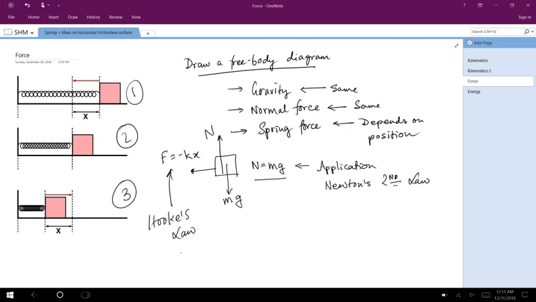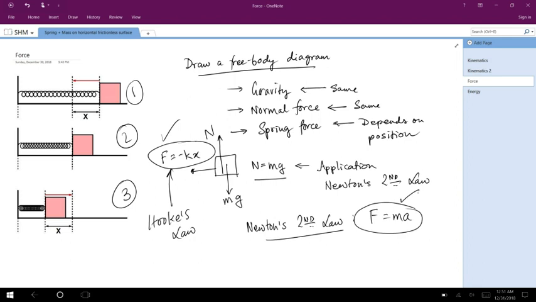Okay, so now knowing that, we can actually apply Newton's second law of motion. Newton's second law tells us F equals ma, right? So we can take this first equation, F equals negative kx, and the second equation, F equals ma, and put them together. So that will give us ma is equal to negative k times x.